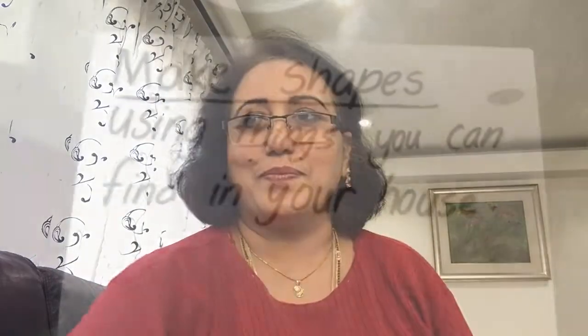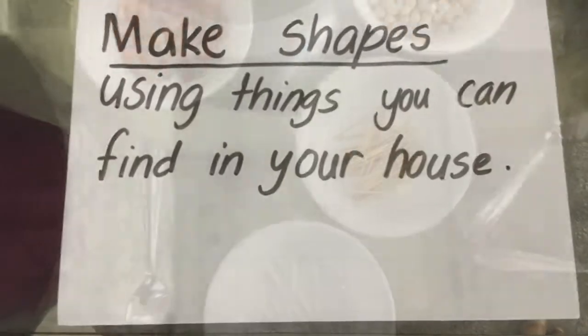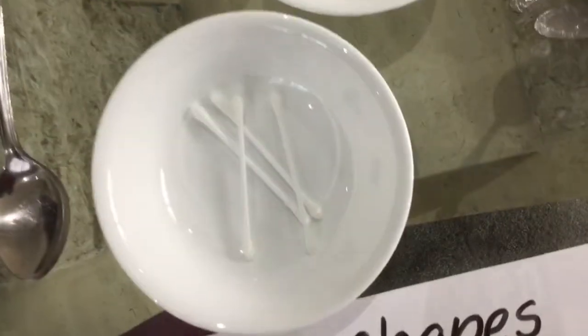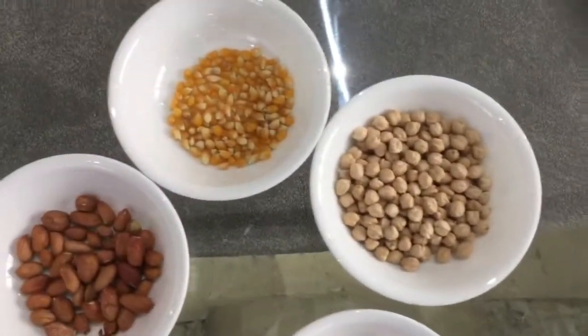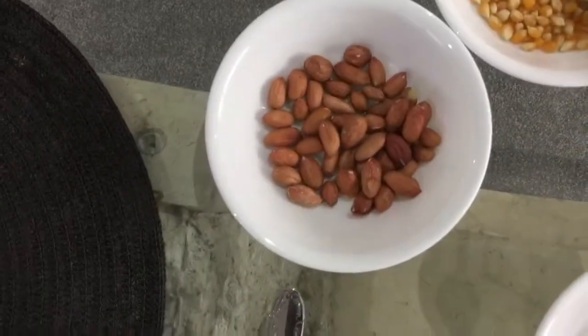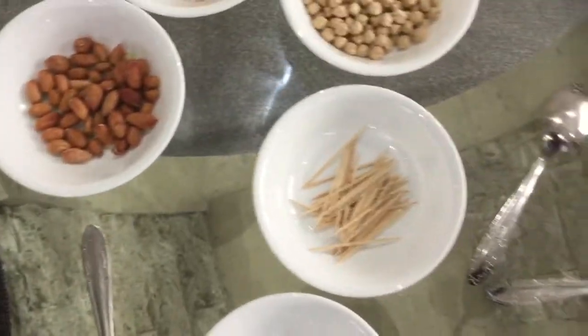Now comes the exciting part of the activity. What you have to do is to make shapes using things you can find in your house. I went around and found cotton buds, toothpicks, chickpeas, corn, peanuts, spoons. So you can find anything that you have in your house to make shapes.